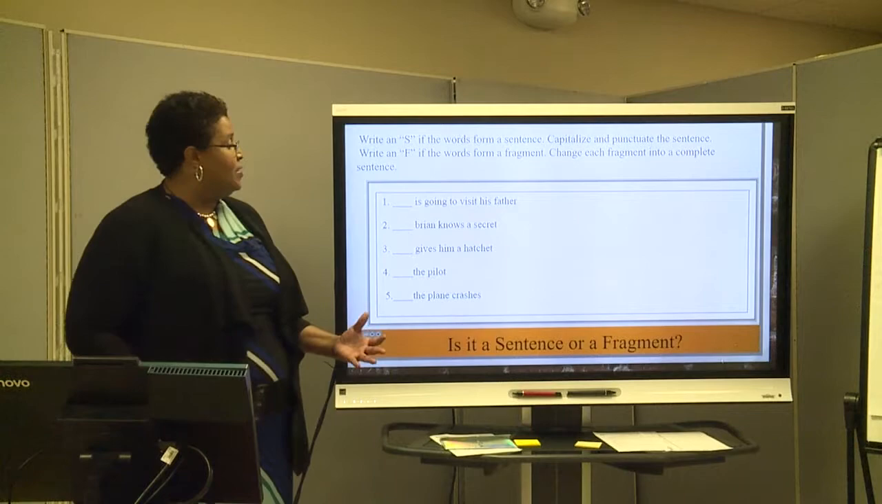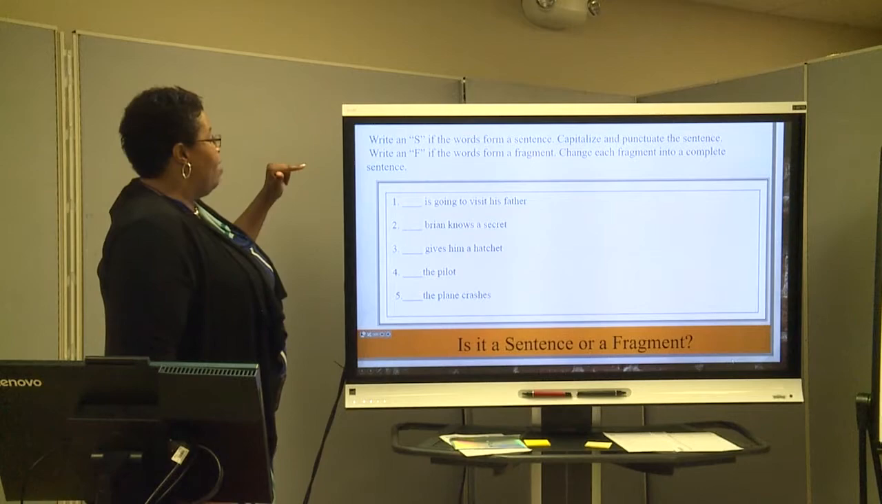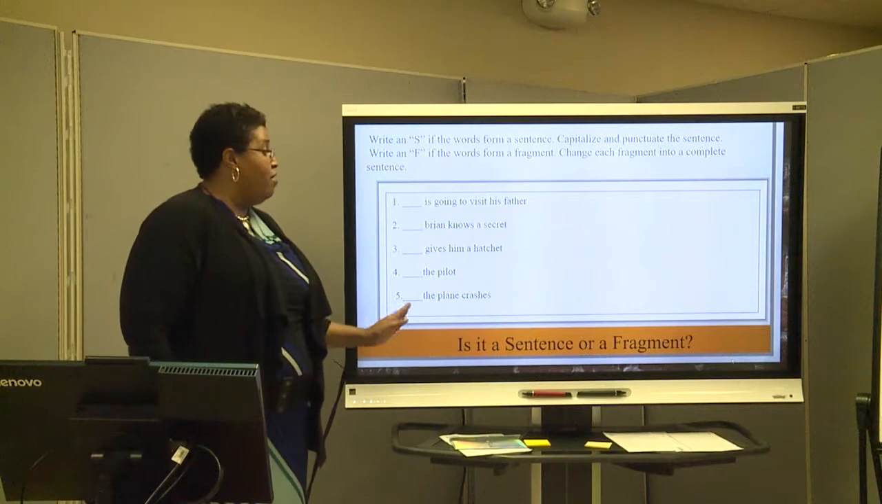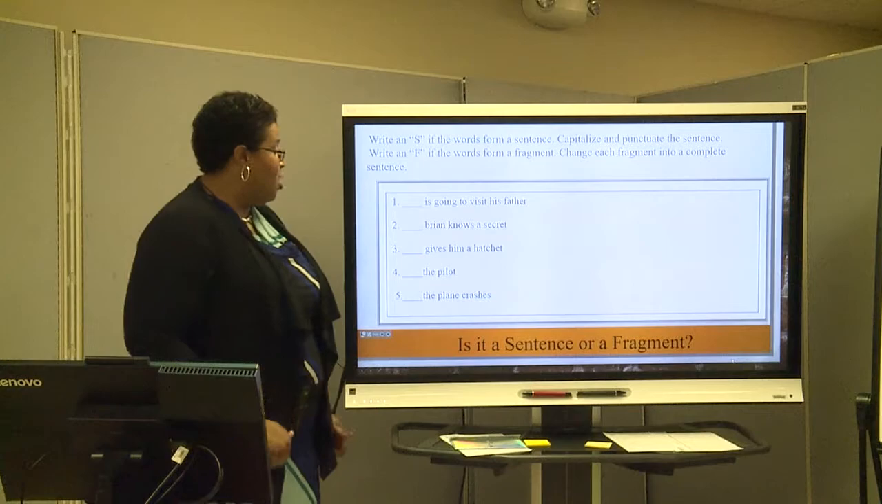So it says here that we're going to write an S if the words form a sentence. We're going to capitalize and punctuate the sentence. We're going to write an F if the words form a fragment. Change each fragment into a complete sentence. So it's not good enough that we just write S and F in the blanks. We also have to change and correct all these sentences to make them complete sentences. Are you guys ready? Give me a thumbs up. All right, let's go. I'm going to step over to this side and let's begin.